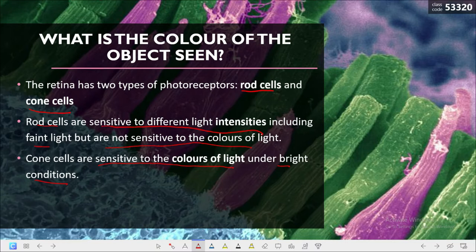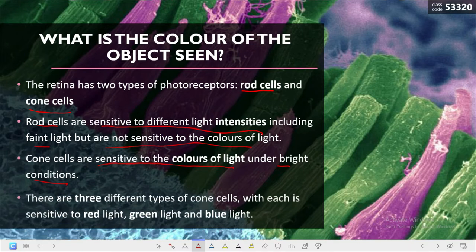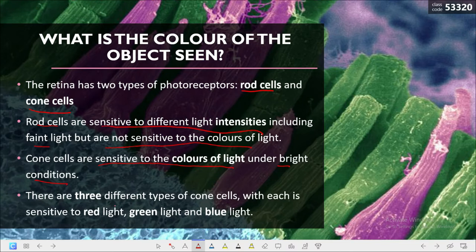You have to know the function of the rod cells and the cone cells. Inside the photoreceptor, which is especially for the eyes only, there are two types of cells. The rod cells are sensitive to the intensity of light, while the cone cells are sensitive to color. So when we see the color of an object, it means the cone cells function to give the color of the object. There are three different types of cone cells, which are sensitive to red, green, and blue light.